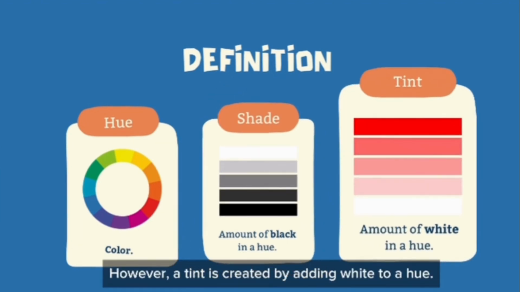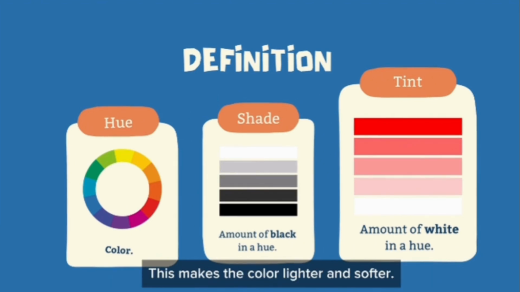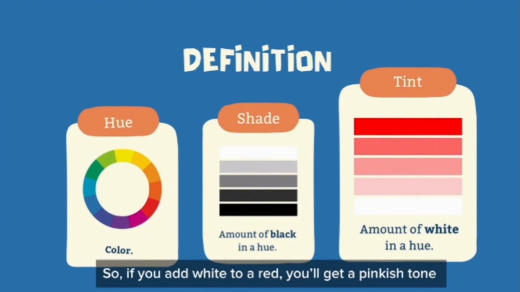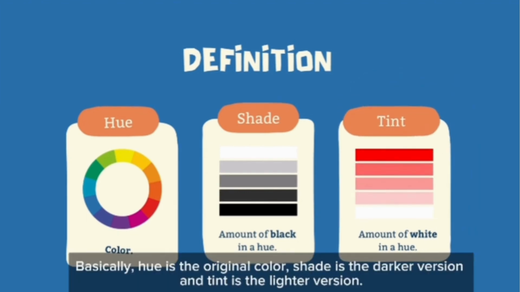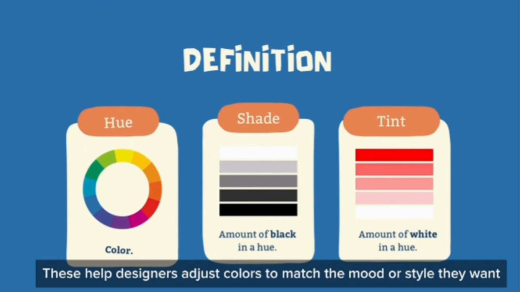However, a tint is created by adding white to a hue. This makes the color lighter and softer. So, if you add white to red, you'll get a pinkish tone. Basically, hue is the original color, shade is a darker version, and tint is the lighter version. This helps designers adjust colors to match the mood or style they want.